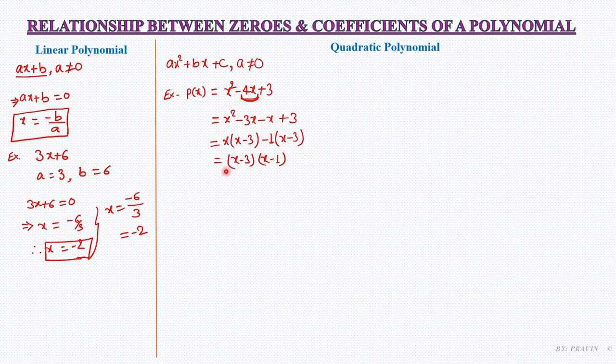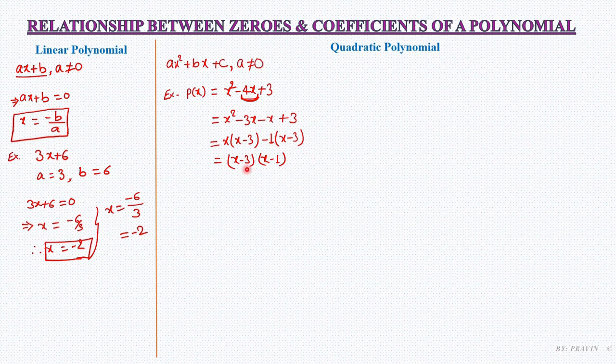It means the value of this p(x), which is x square minus 4x plus 3, is 0 when either x minus 3 will be equal to 0 or x minus 1 will be equal to 0. Why so? Just put 0 in place of x minus 3, the entire expression will give you the value 0. And similarly, put x minus 1 equal to 0, again the entire expression will become 0.